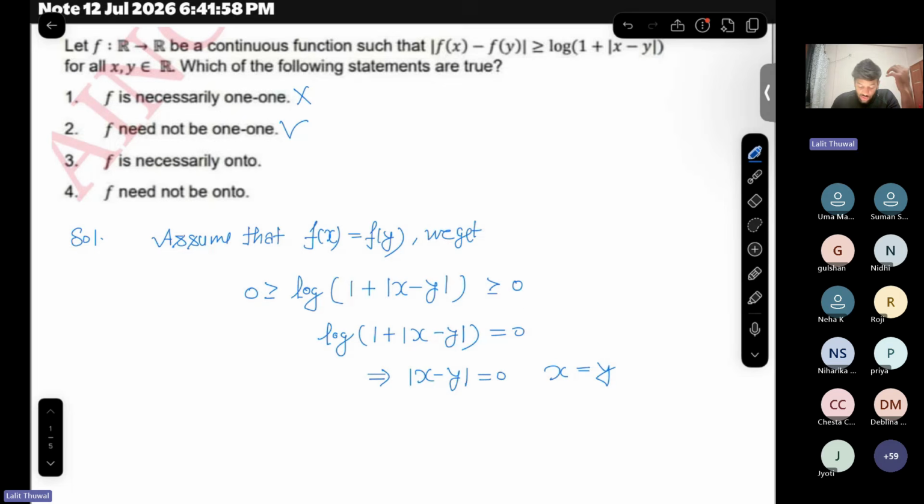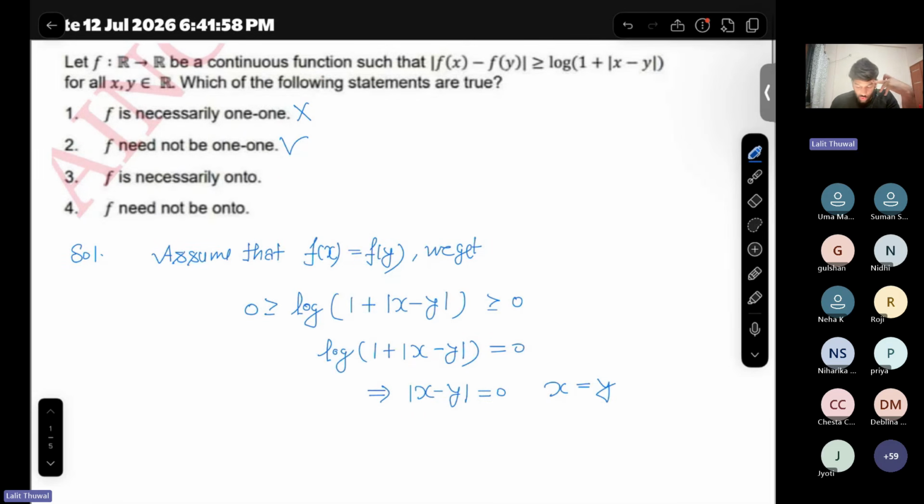Now, f is necessarily onto, and f need not be onto. So if we want to know about the answer of 3 and 4, you can discard one by picking an example, but if it is an onto function, then you have to prove it, right? So how can you go? Whenever you have a continuous function, if it is onto, then it takes every value, right? So limit x tending to infinity and x tending to minus infinity, what should that be?